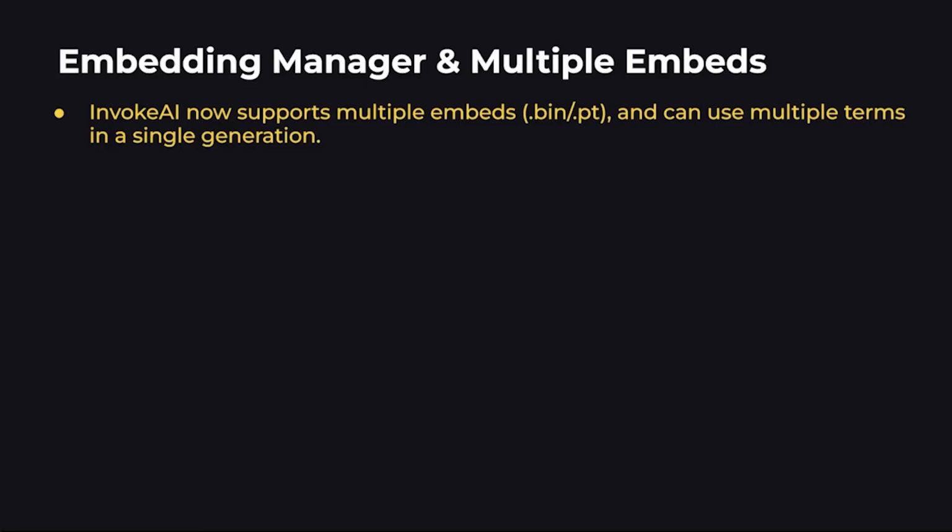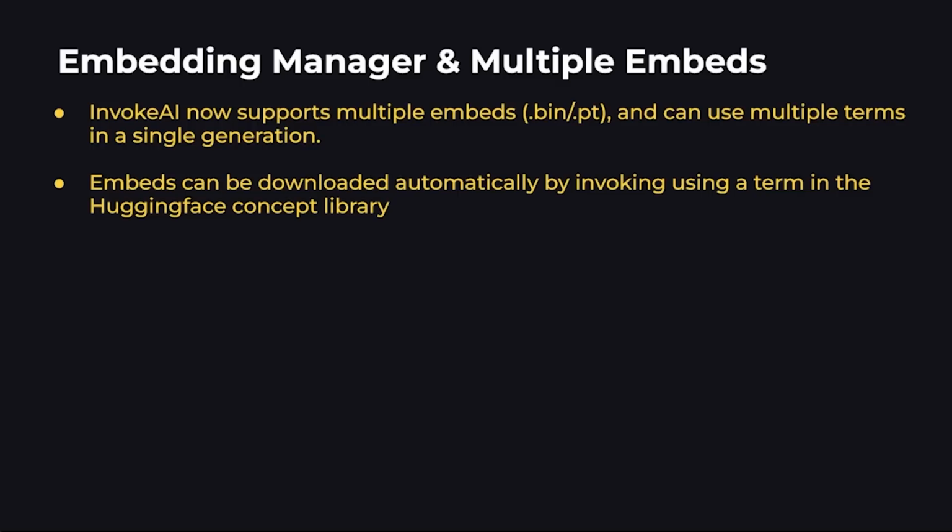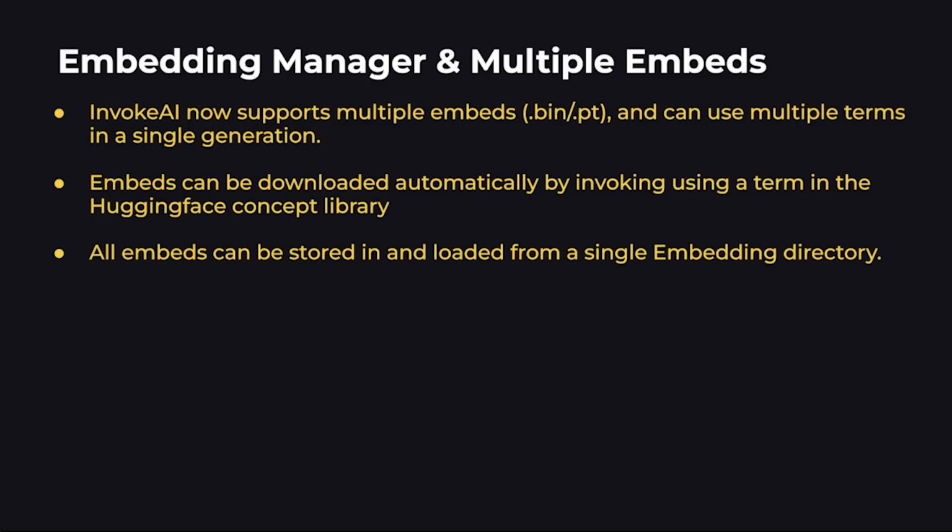Another new feature in Invoke 2.2 is the new embedding manager and the ability to support multiple embed files. Whether you're using .bin or .pt files, you can now use multiple terms in a single generation. You can also download embeds directly from the Hugging Face concept library by invoking a term that's not stored on your local computer but matches an existing term in the Hugging Face concept library. Lastly, all embeds that you have, whether you've downloaded them from Hugging Face or trained them on your own, can be stored in and loaded from a single embedding directory. Any files that you put in that directory will load when you start Invoke.